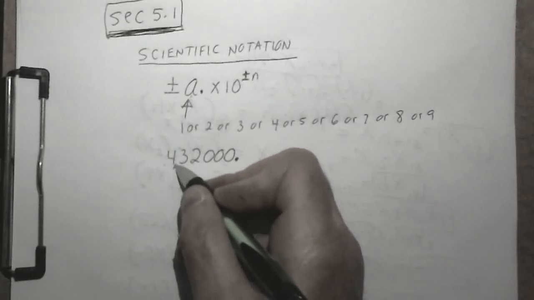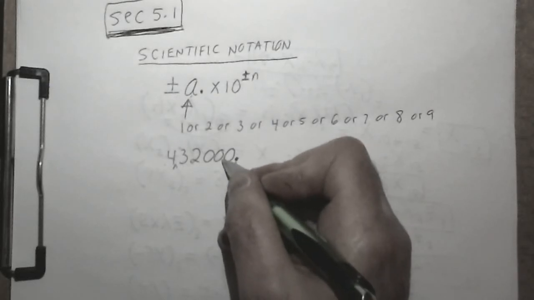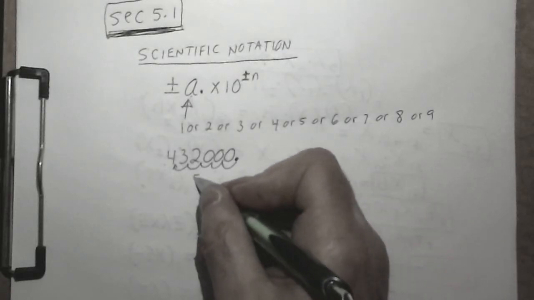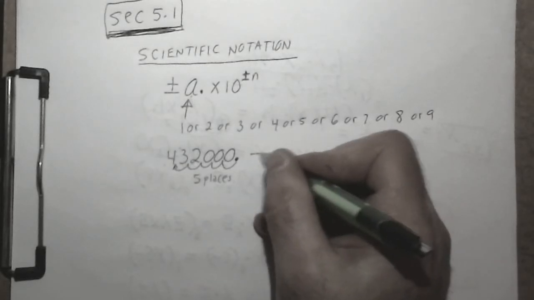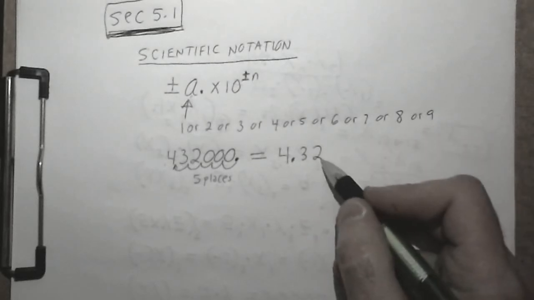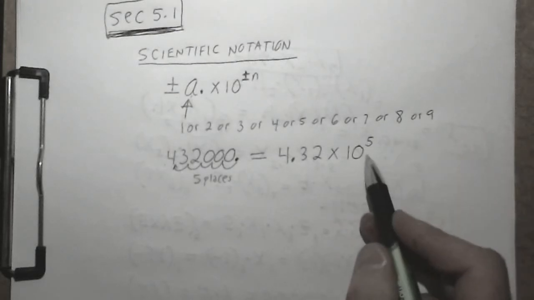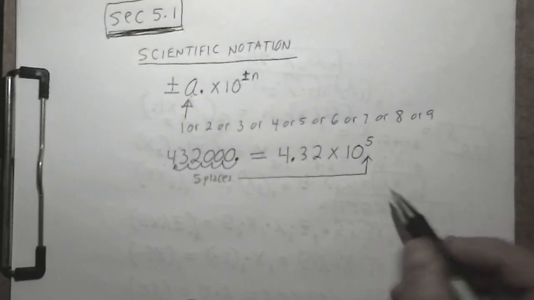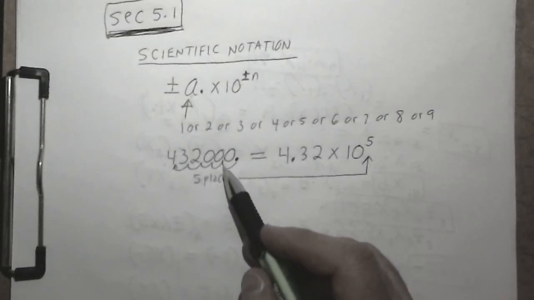So, how many places to the left must we move the decimal point to get it between the 4 and the 3? Well, we count 1, 2, 3, 4, 5. So we had to move our decimal point 5 places to the left. Therefore, in scientific notation form, this number would be 4.32, and you don't have to list all the zeros after the 2, times 10 to the positive 5 power. Positive 5 power on the base 10 because we moved the decimal point 5 places to the left. And notice the exponent is positive because this is a big number. 432,000 is bigger than the number 1.